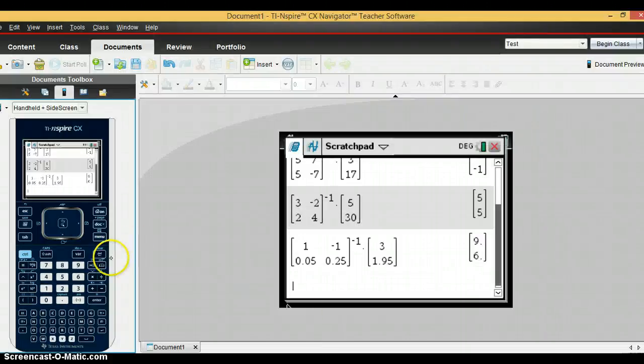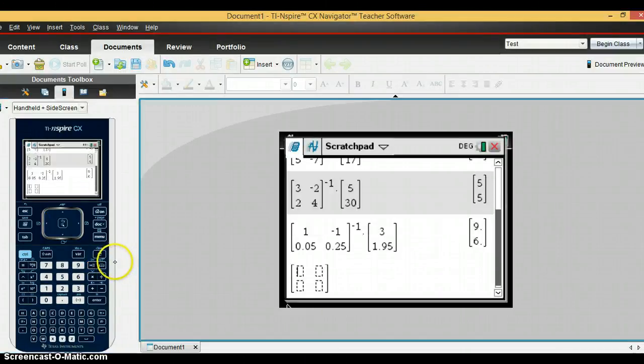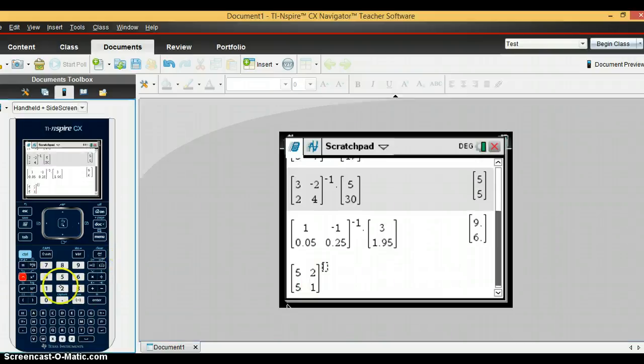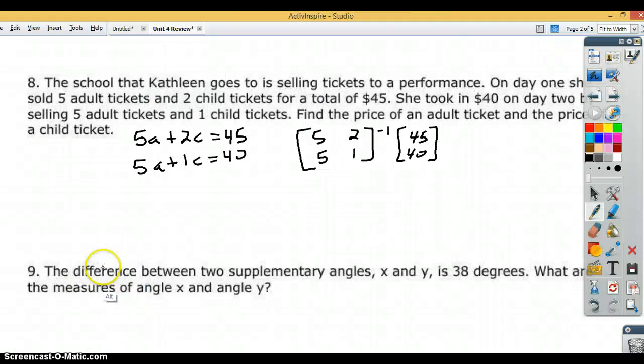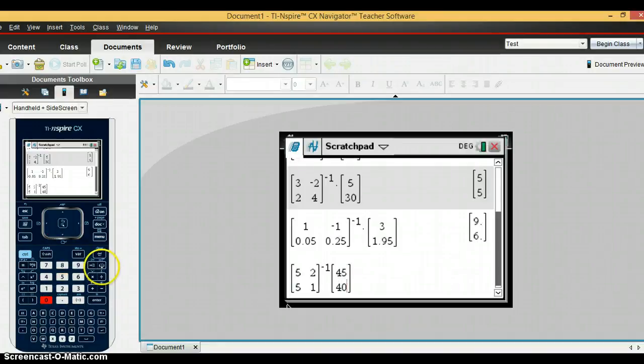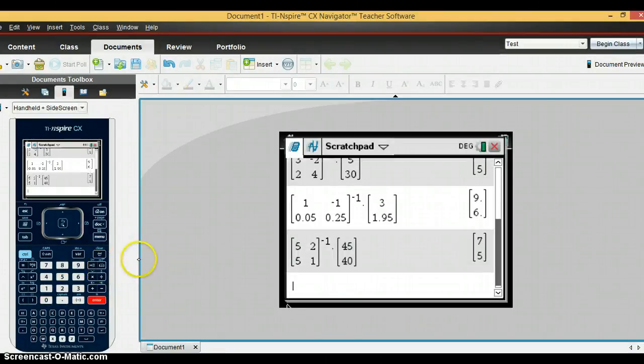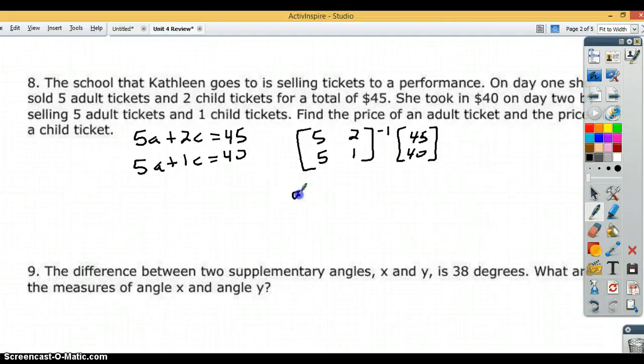Alright, so go to our calculator. We want our 2 by 2, which is 5, 2, whoops, 1 there, 5 there, -1, and then we want our 2 by 1, which is 45, 40, and so we got 7 and 5. So A equals $7, C equals $5. Alright, I'm running out of time on this one, so there will be another video.